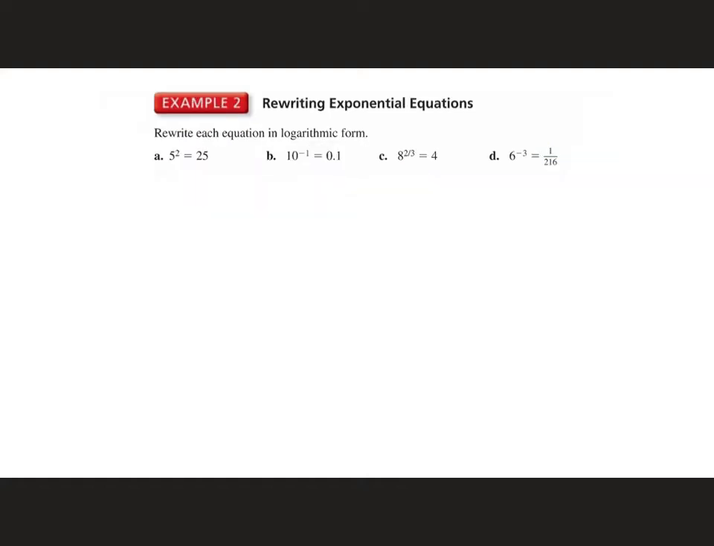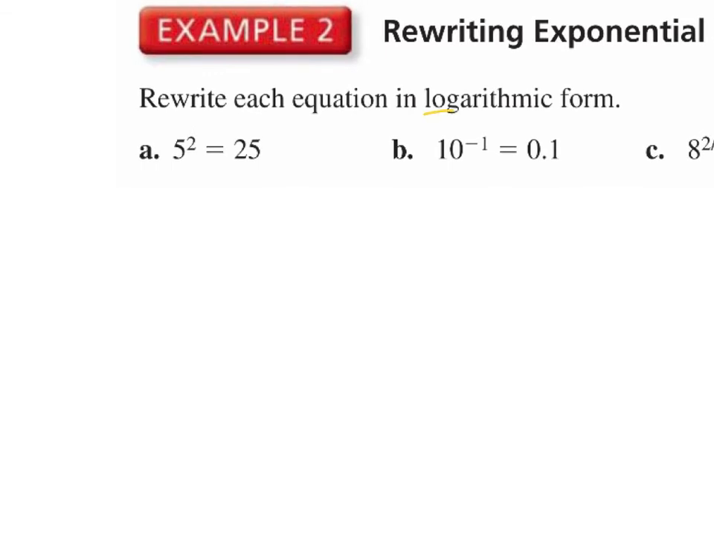All right, the next example, we're taking it from exponential form and putting it into logarithmic form. Logarithmic form always has that word log in it. We always start with our log. Our base is our base. What's on the left goes to the right, what's on the right goes to the left. So we would have log base 5 of 25 is equal to 2.